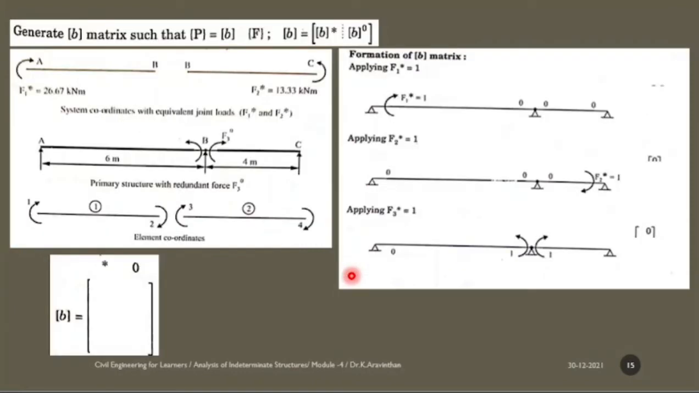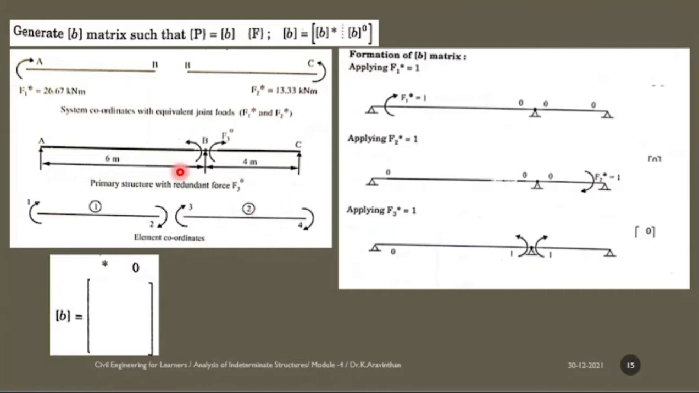Okay. Then generate the beta matrix, that is the B matrix. Why do you need it? You need to find P. The P matrix is B into F, so B matrix into F matrix. Now you know the F star. You have to find B. How to find B? B is a transformation matrix.